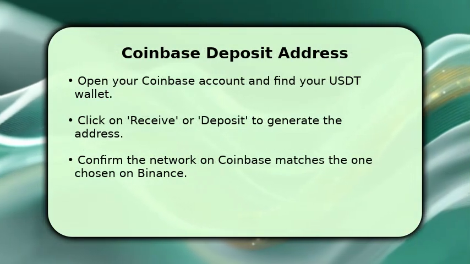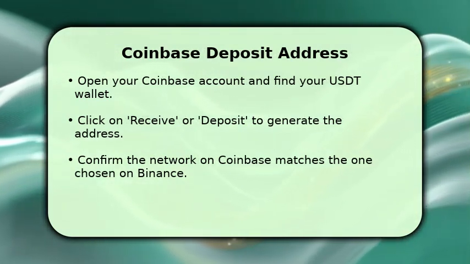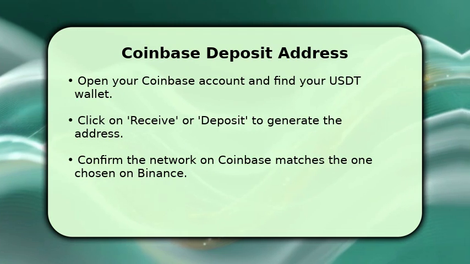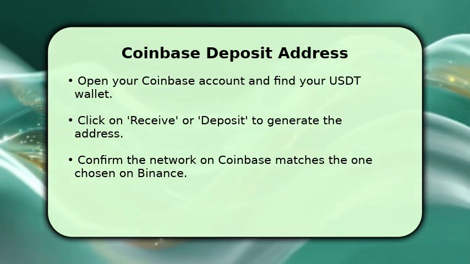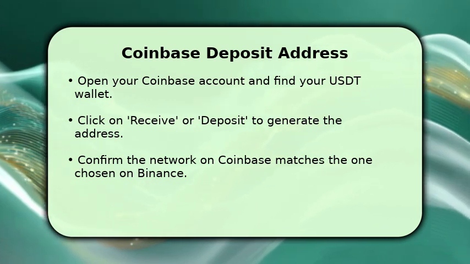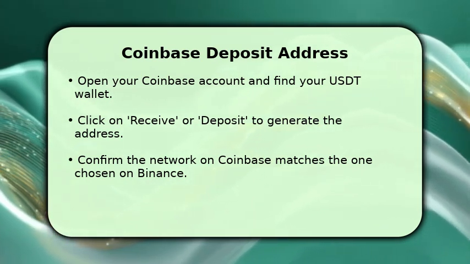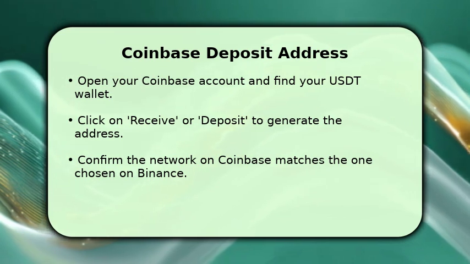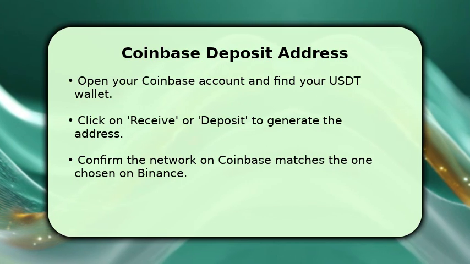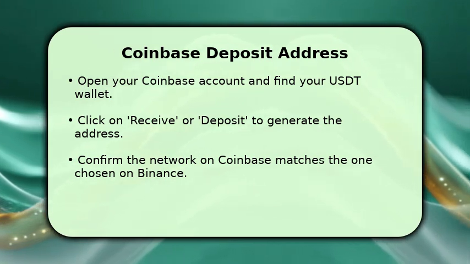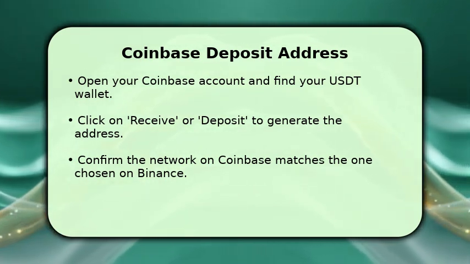Next, open your Coinbase account and find your USD wallet. Look for the Receive or Deposit button to generate your unique deposit address. This address is where your USD will be sent. Crucially, confirm that the network displayed on Coinbase, for example, Ethereum ERC20, exactly matches the network you selected on Binance. Mismatched networks will result in lost funds.